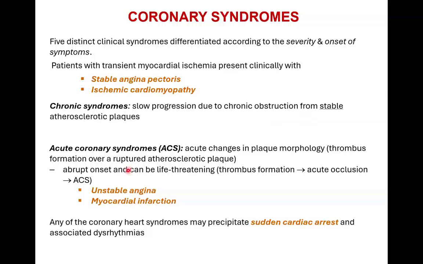Then you can have acute syndromes. This is where the problems are. Acute syndromes we'll see when there's a change in the morphology of the plaque. Usually what happens is the plaque ruptures. The rupture releases or exposes thrombogenic materials below. You get the formation of a thrombus, and then you've got these life-threatening complete blockage of the artery. And the syndromes that develop from that are unstable angina and myocardial infarction. And any of these can lead to what is known as sudden cardiac arrest.